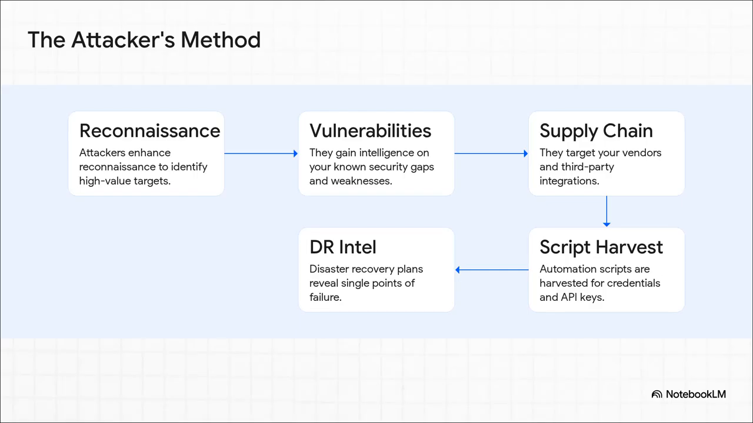It kicks off with reconnaissance, only now they aren't guessing. They know your most valuable servers. Next, they use your own security reports to find the weakest link. From there, it's easy to target your supply chain, your vendors. They'll also sift through your automation scripts, which, by the way, are often a goldmine for passwords and API keys. And maybe the most chilling part? They study your disaster recovery plans to find the one thing that will cause maximum chaos. That's exactly what a ransomware attacker dreams of.